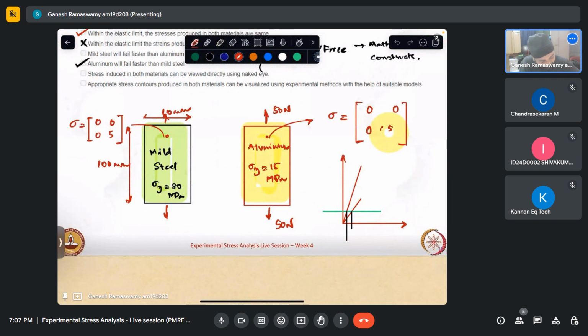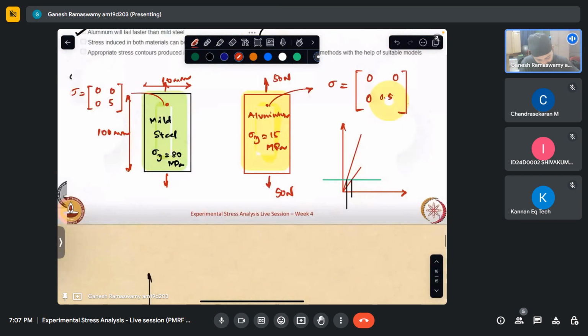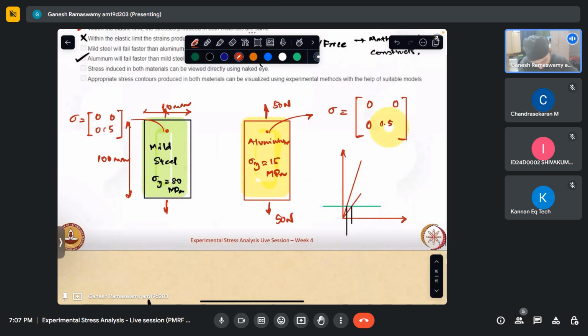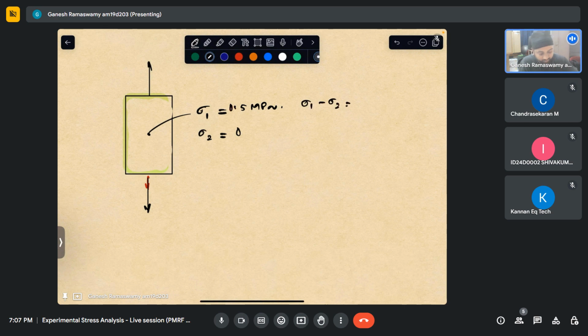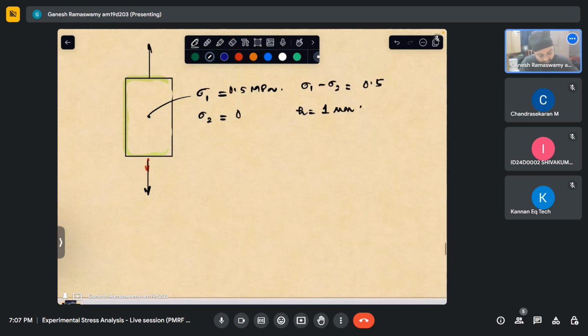Is there anywhere else I have written? 0.5. Okay. So this is 0.5 MPa throughout. Sigma 2 is 0. So sigma 1 minus sigma 2 is 0.5. For this, we have taken the thickness to be unity. And this is in MPa.